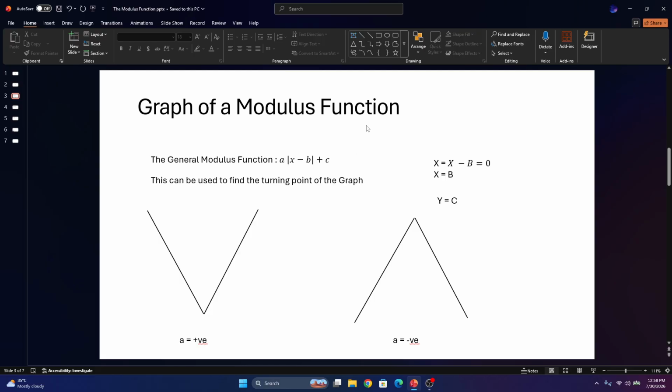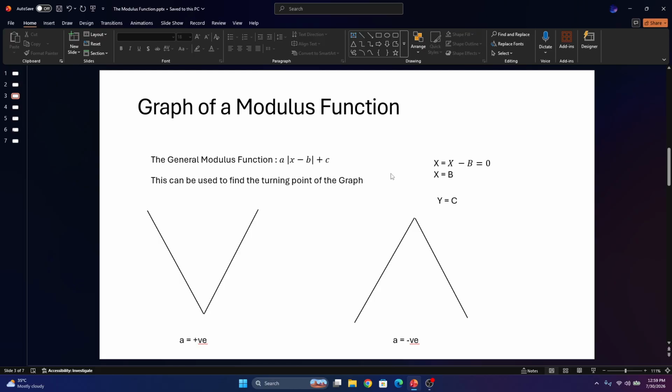Now, you may be able to see that the general modulus function is very similar to the vertex form of a quadratic equation. So we can use this to find the turning points of the graph, just like how we can use the vertex form of a quadratic equation to find the turning points of its graph. And the way we do that is, first of all, to find the x-coordinate of the turning point, we just put the value inside of the modulus equal to 0. So here, x minus b is equal to 0. So we can just add b on both sides, and we will see that x is equal to b like this.